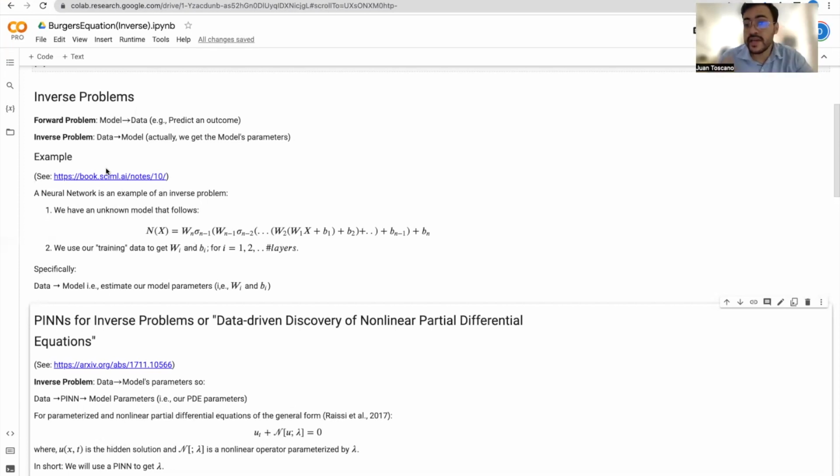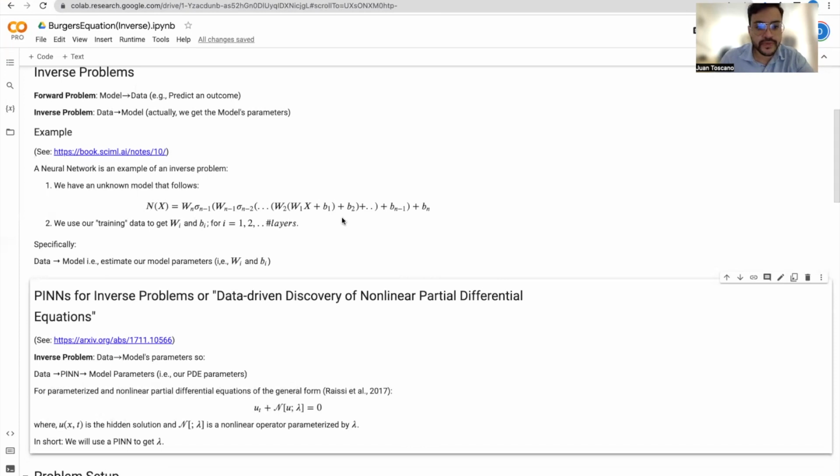One of the most common examples of an inverse problem is training a neural network. So we know that a neural network follows the structure. And this is an unknown model that is parameterized by your weights and your bias for your n layers. So you will use your training data to estimate those parameters.